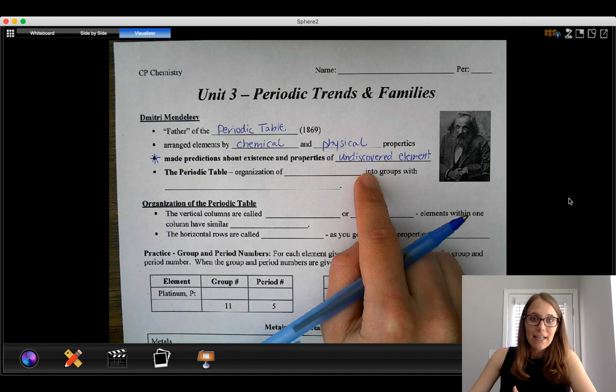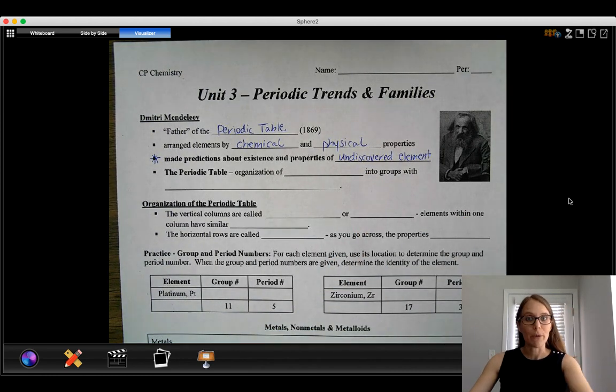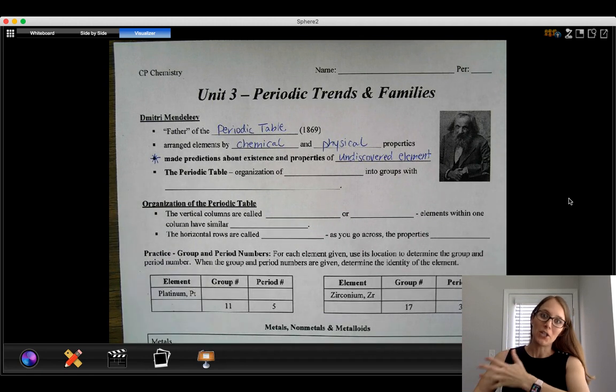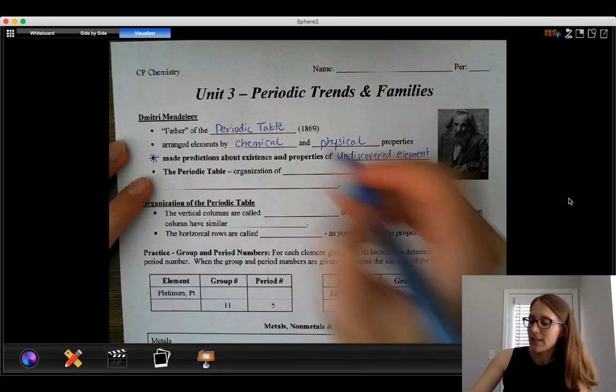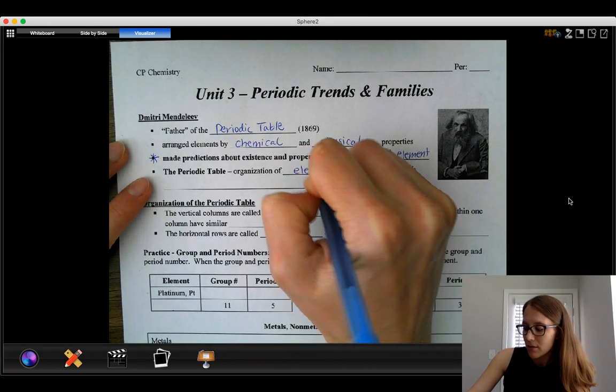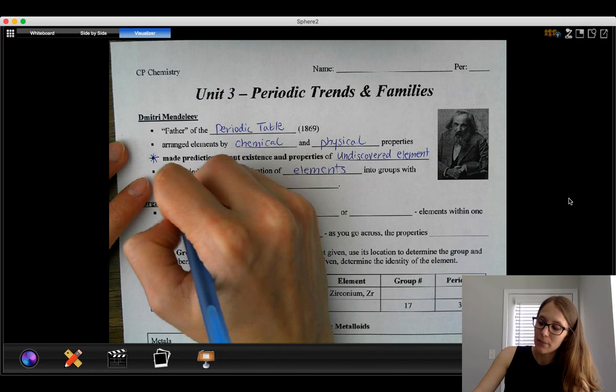And later, scientists, as they started to find some of these elements, they actually found that his predictions were really accurate. And that was what made his periodic table so special and so much different than other arrangements of the elements at the time. Okay, so the periodic table is an organization of elements into groups that have similar properties.